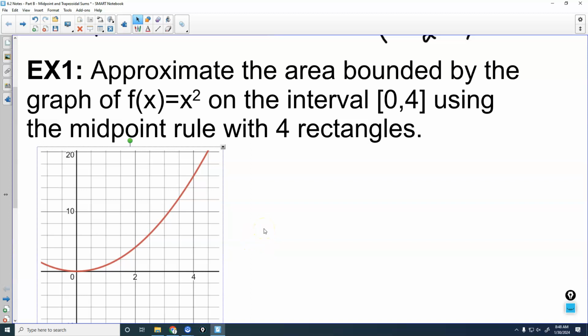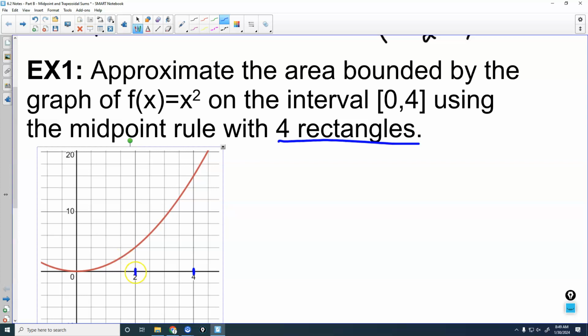All right. Okay, let's look at this graph right here. For the sake of time and so that it looks pretty, I have put a Desmos graph up here. And we're looking from 0 to 4. And it tells us to use 4 rectangles, but this time we're going to use the midpoint Riemann sum instead of a left or right Riemann sum. So let's look at what that would look like here.